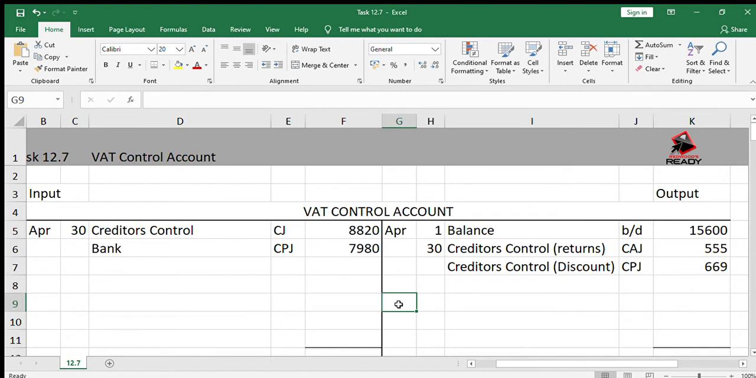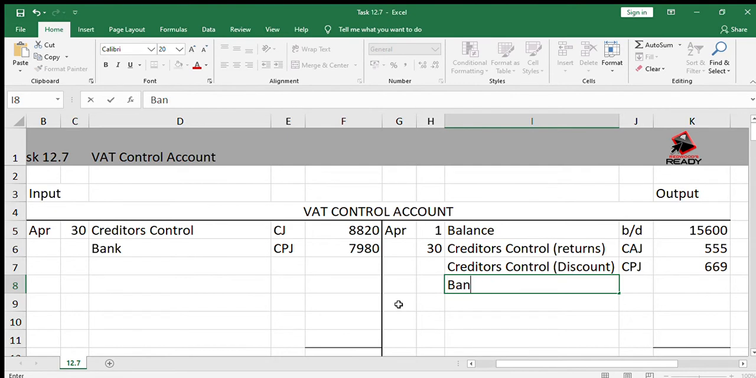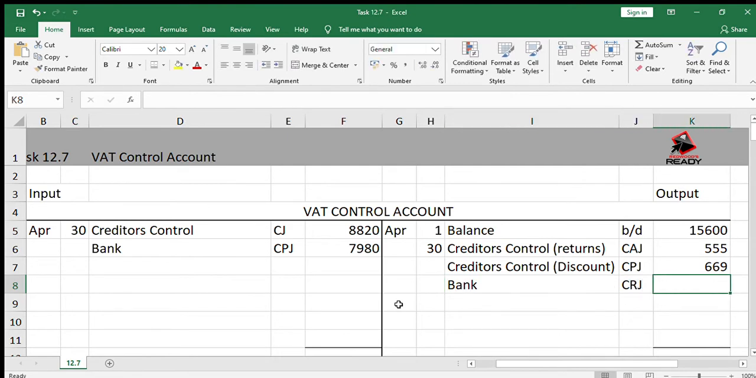Okay, then F, the total of cash slips for goods sold to cash customers during the month 95,988 inclusive of VAT of 11,788. So this is goods sold to cash customers. So we have bank on the credit side from the CRJ, and the VAT portion of that is 11,788.